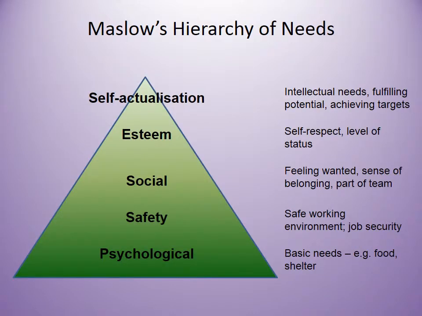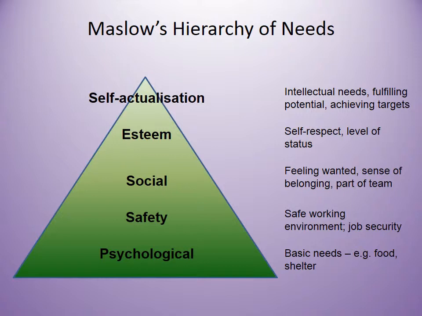So you can see here that we start down at the bottom with your physiological needs, your basic needs. So these are things like food, shelter. It's just having water available, having a little bit of warmth where you're working. Now, once you've met all of those requirements at the bottom, then you would look towards your safety. So this is your safe working environment. Is there health and safety put into place? Is there good, solid job security? And again, once that need has been satisfied, then you'd move on to social.